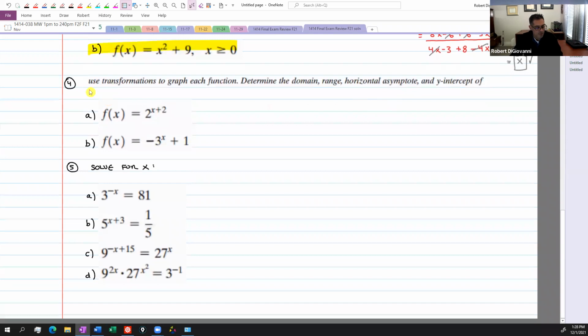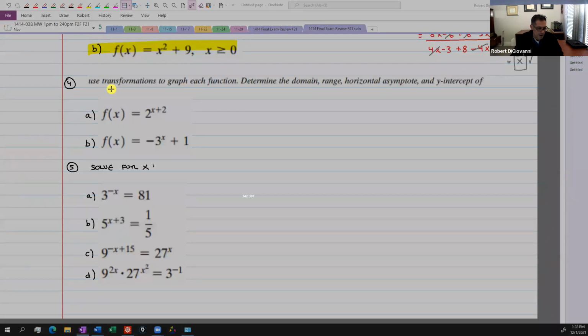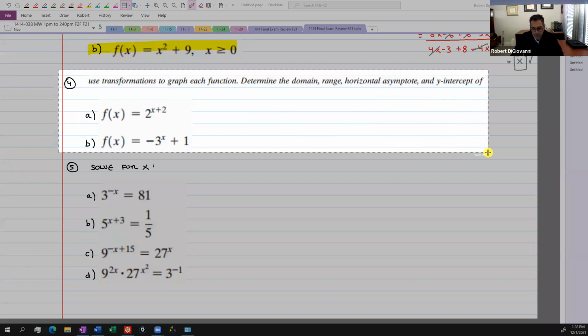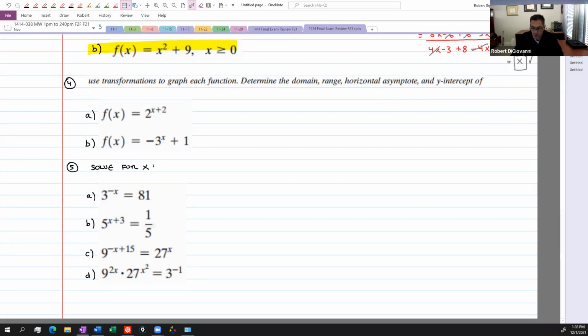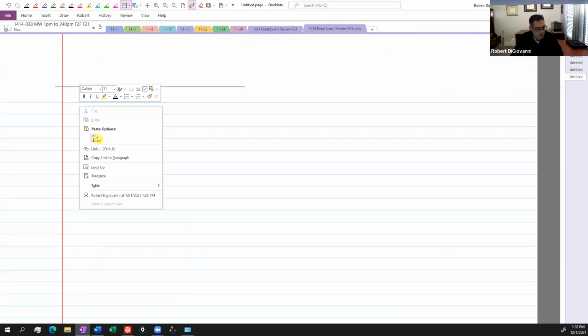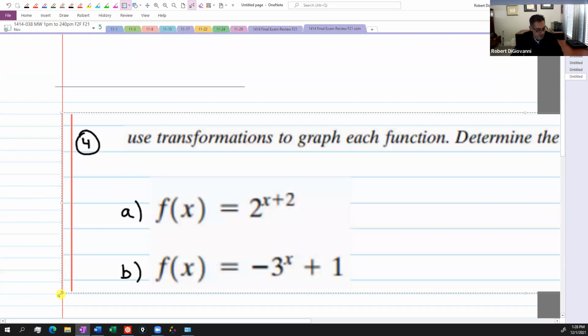All right, so use transformations to graph each function, determine the domain, range, horizontal asymptotes, y-intercept. So let's do, I think we should probably just do these both. They're not hard. Give you an idea of what I want for these. I don't want you spending a whole lot of time on the test doing these.